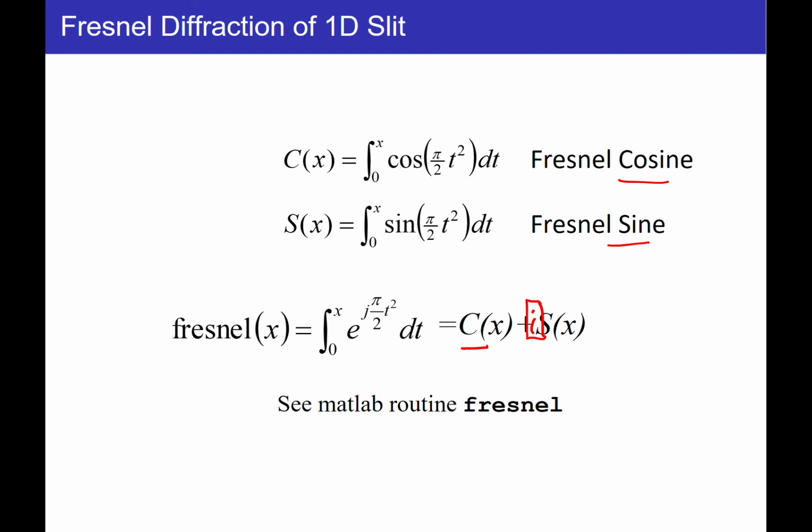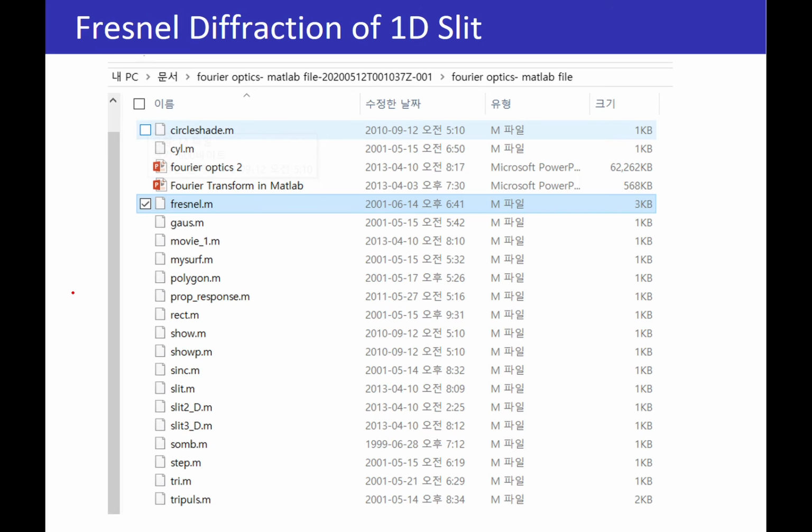And we have a Fresnel code in our Matlab code here. So if you unzip the Fourier optics Matlab file, then we get various apertures, and then we have a slit 2D, slit 3D, etc. And we are going to utilize Fresnel, and then we are going to utilize slit later on. Okay, and of course we can utilize movie and so on.